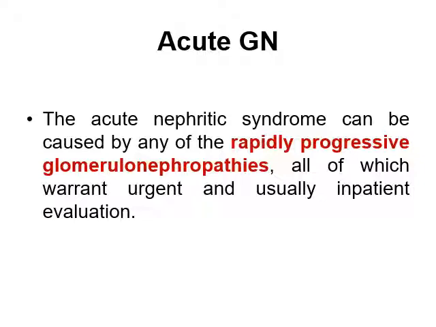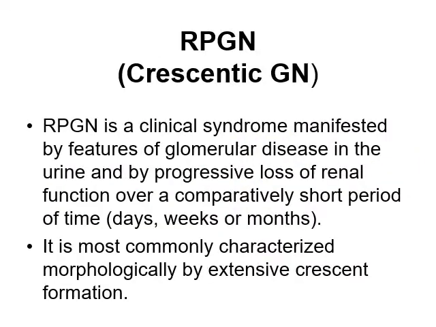Type. The RPGN is a much more fulminating form of GN. We have three names for RPGN. The first name is RPGN, rapidly progressive glomerulonephritis. Why is it called RPGN? Because the progression of the course is very fast. We may lose the renal function within a very short period of time: days, weeks, or months.